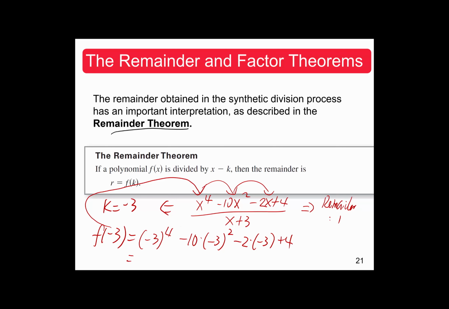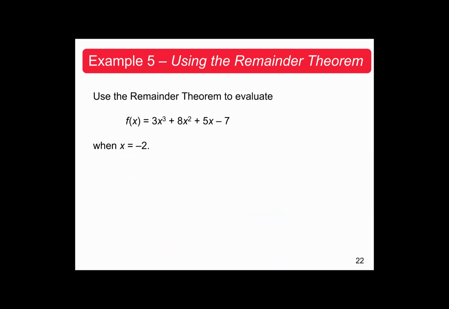And (-3) to the 4th power is 81, minus this is 9, 10 times 9, 90, plus 6 plus 4. So if you look at it, it should be 81 minus 90 plus 10. So this is exactly 91 minus 90, and that's exactly 1. So basically what this remainder theorem states is the remainder is the same thing as f of k. So here k is -3.